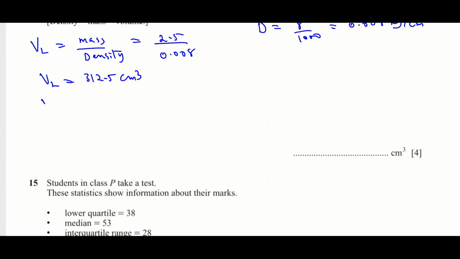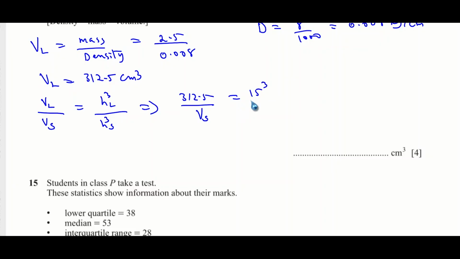So the volume of the larger statue to the volume of the smaller statue should be equal to the height of the larger statue cubed over the height of the smaller statue cubed. So this implies 312.5 over the volume of the smaller statue is equal to 15 cubed over 12 cubed.